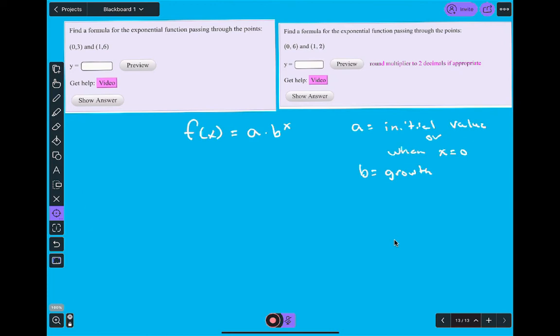So what I have to find out besides the initial values, I need to find out the multiplier or the growth. So if I look at my b, that's going to be the growth, and that's the b in the equation. So my initial value times my b to the x power.